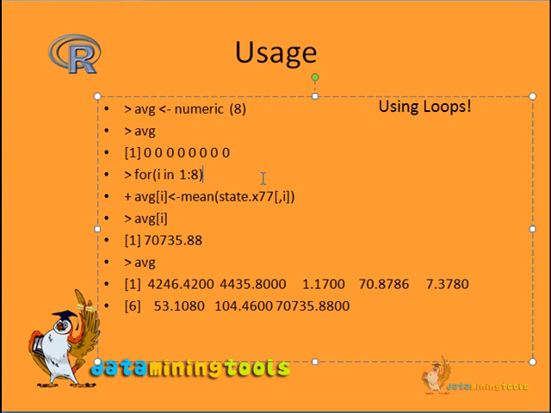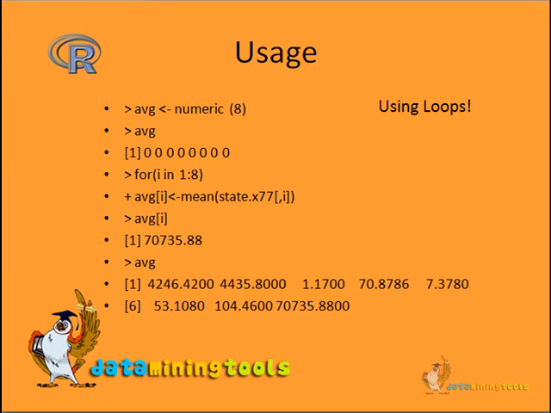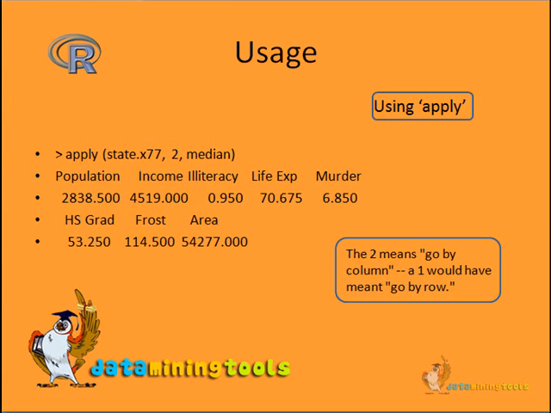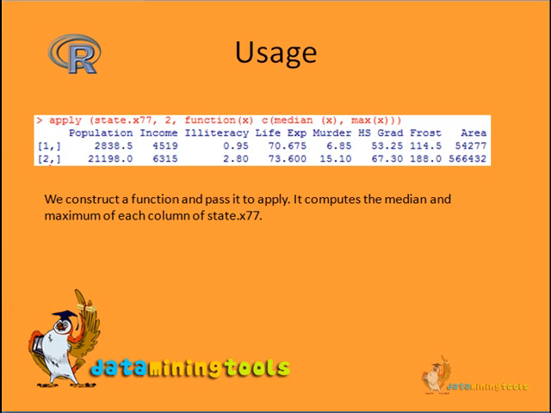The same code, if we try to execute using the apply functions, becomes this simple. It's just a one-line code: apply state.x77 to median. The 2 here means to go by the column. A 1 here would have meant to go by the row, and median is the function which finds out your median. So this is how the apply family of functions eases our coding procedure.